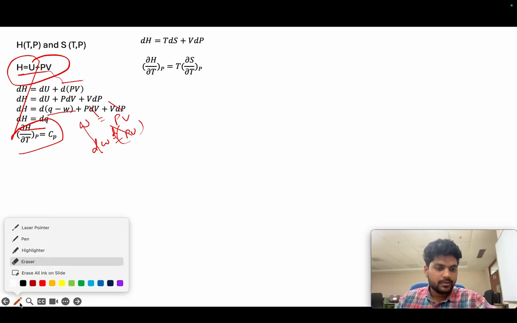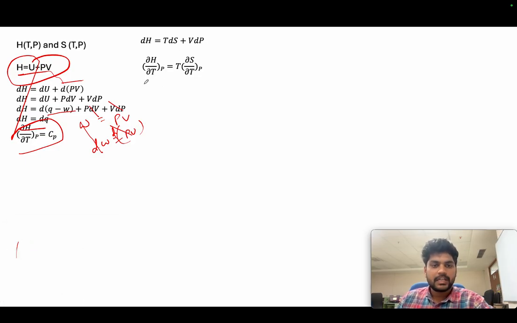This is somewhat confusing. So we got the second equation here. From this equation we can write the Cp. So we know this value from here. So Cp by T equal to ds by dT at constant p. So we got the ds also.